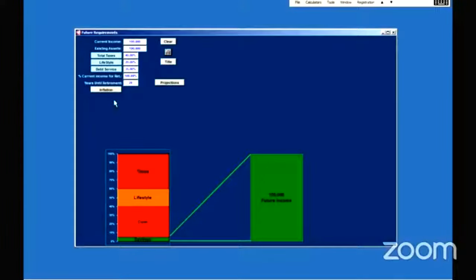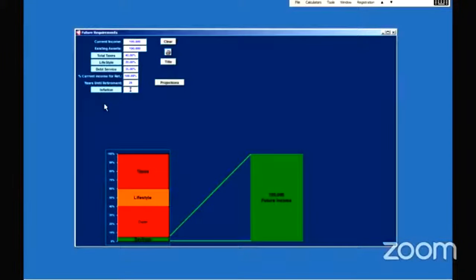Now, the next area is going to be the inflation rate. Inflation is very important to understand, because it is considered a silent killer. And what do I mean by that? Well, for instance, if you look at the governmental numbers on inflation today, the inflation rate in the United States has been hovering around 2.8 to 3% over the past 10 years.